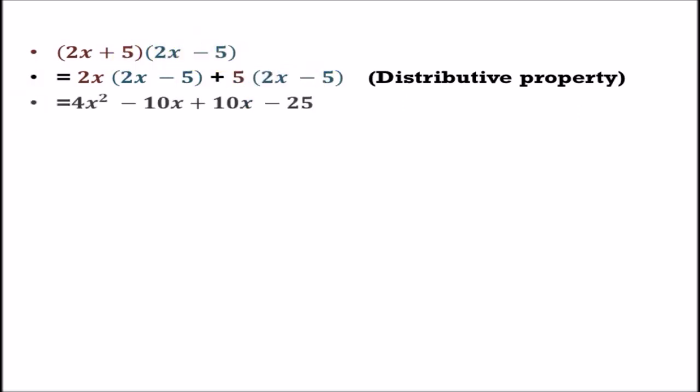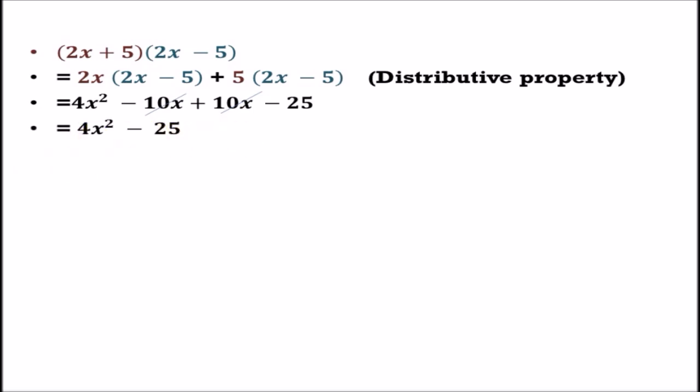Now, 2x into 2x: 2 2s are 4, x into x, x square, so 4x square. Next, 2x into minus 5: plus into minus, minus, 2 5s are 10 into x, 10x, so minus 10x. Now, plus 5 into 2x: plus 5 2s are 10 into x, 10x, so plus 10x. And finally, plus into minus, minus, 5 5s are 25, so minus 25. Now, in this expression, 10x and minus 10x are equal and opposite, so they will cancel each other. So, we will be left with 4x square minus 25.